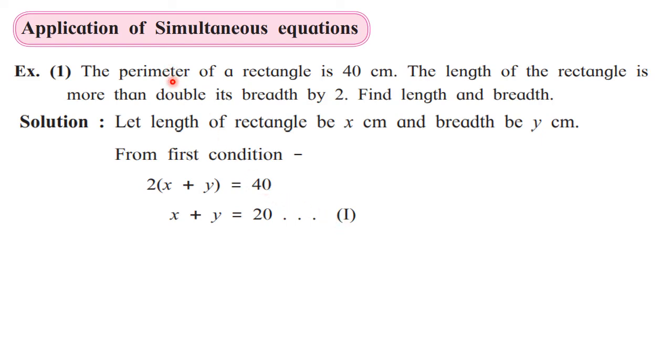So by using the first condition, we got the first equation. Now read the second condition. The length of the rectangle is more than double its breadth by 2. Now when such a statement comes, what you have to do is break the statement at the word is. Sometimes it may be are, sometimes it may be equals. So at that point you have to break the statement.